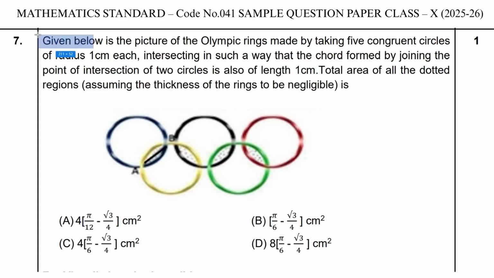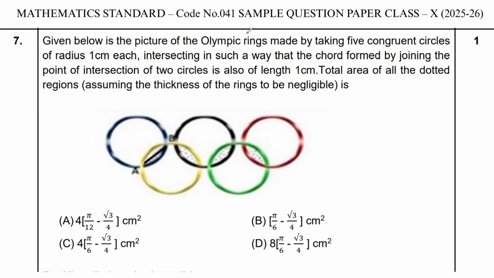In the seventh question, it says, given below is a picture of Olympic rings made by taking 5 congruent circles. Congruent circles are those circles with equal radius or the same radii. So we got one piece of information: the radius is given as 1 centimeter each, intersecting in such a way that the chord formed by joining the points of intersection of circles is also of length 1 centimeter, this chord, right? These are given as how much? 1 centimeter each.